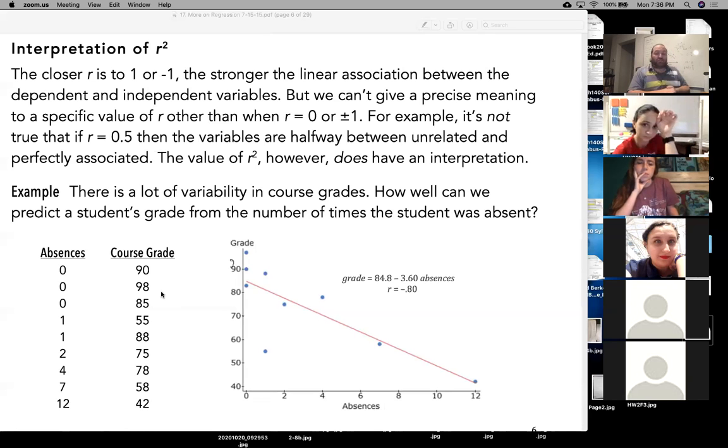So the question is, how much of the reason for the variation in grades comes from the variation in absences? And the answer, 64%. When I look at this data, I say 64% of the reason why grades differ is because absences differ. And 36% of the reason why grades differ is due to other things. That is the physical interpretation of R squared.